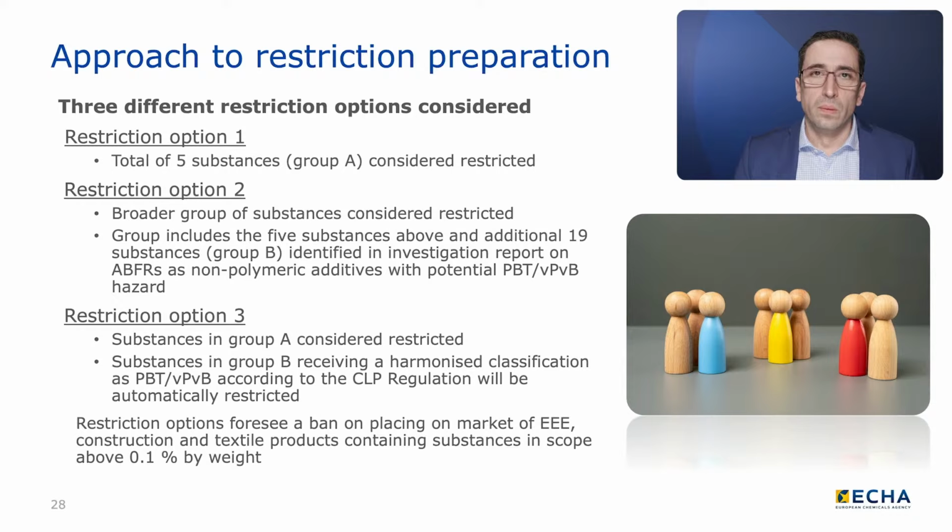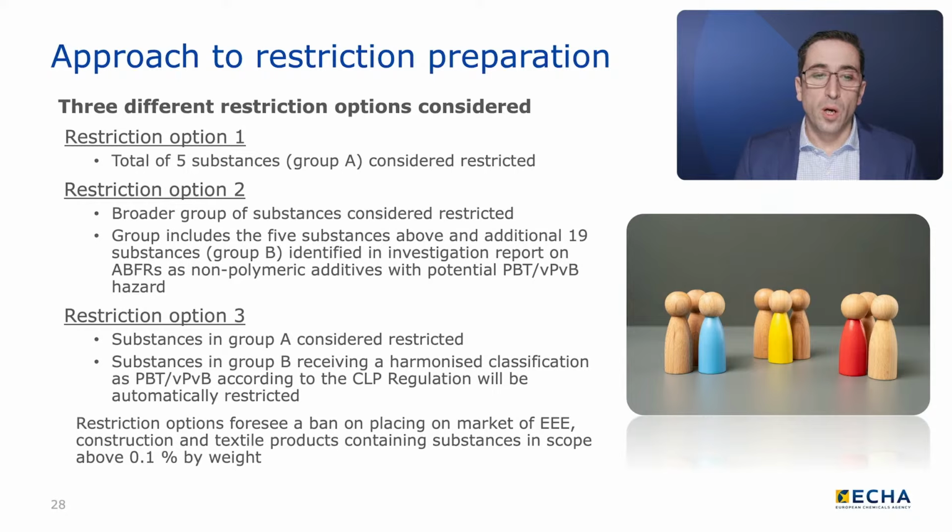In restriction option 2, a broader group of substances are considered to be restricted. This group includes the 5 substances in Group A and 19 additional substances, Group B, which were identified in the investigation report on ABFRs as non-polymeric additives with potential PBT or BPBB properties. Finally, in restriction option 3, substances in Group A are considered to be restricted, and substances in Group B receiving a harmonized classification as PBT or BPBB, according to the CLP regulation, will be considered automatically restricted.